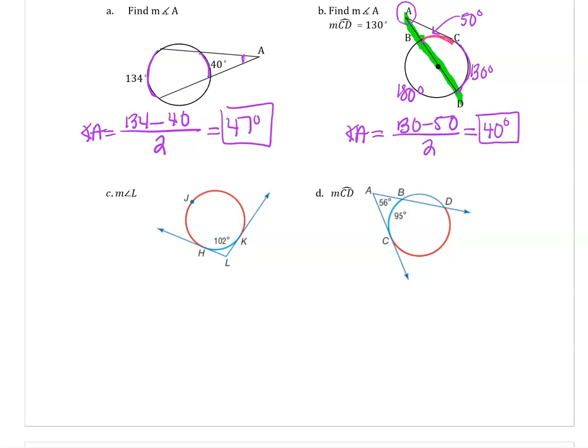Now angle L in our next example, C, is two tangents. I see a big arc in red and a small arc in blue. They're telling me the small arc is 102. Now, you don't immediately know the big arc, but you can find it. We know the sum of the arcs in a circle is 360 degrees. So 360 minus 102 will give me 258.